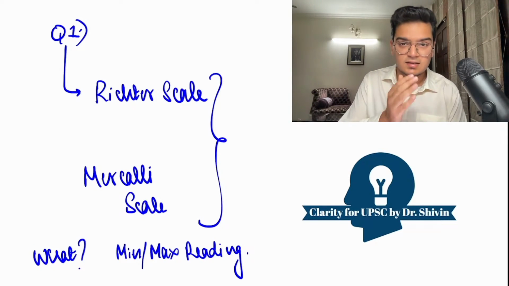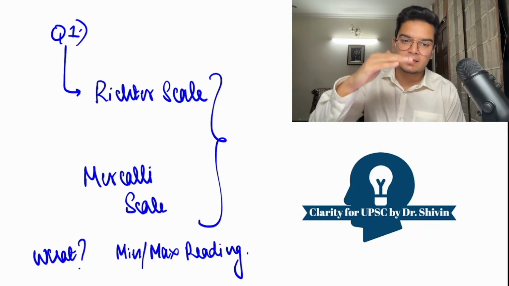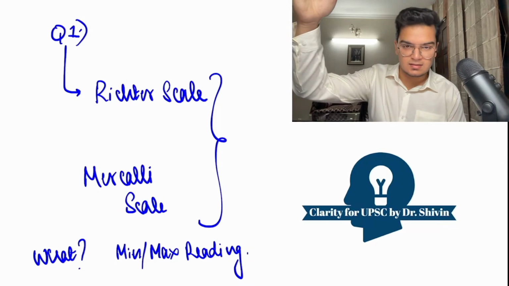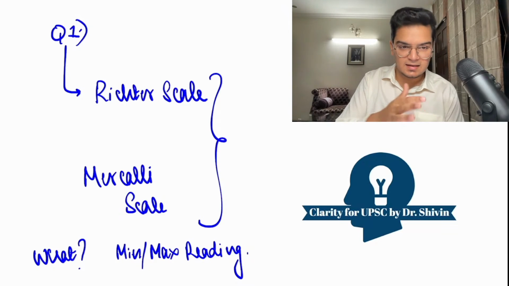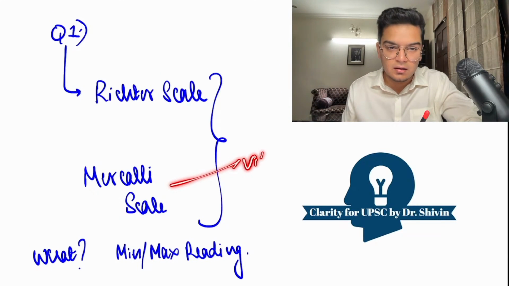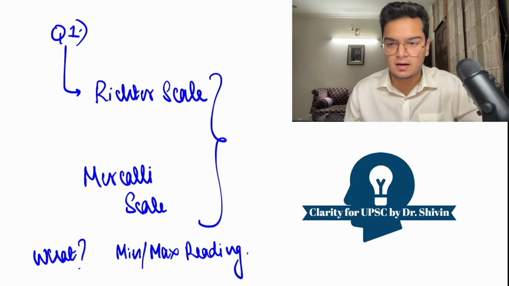Right? Richter scale is a logarithmic scale. Just remember that in the Richter scale, when there is an increase of 1, it's not just a one entity increase, there is a logarithmic increase, right? So there is an order of magnitude increase. Mercalli scale is an intensity based scale. Mercalli scale is based on visual intensity of an earthquake, right? So this is from 1 to 12. So I hope you got this question right. Not that difficult in my opinion.